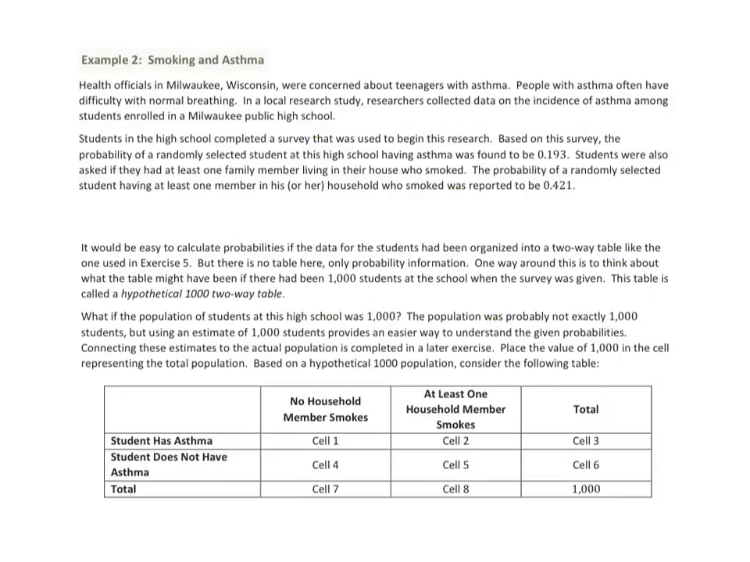So again, guys, we're going to read through this together. You don't need to copy all of this down. I'll let you know when you need to copy. So, smoking and asthma. Health officials in Milwaukee, Wisconsin are concerned about teenagers with asthma. People with asthma often have difficulty with normal breathing. In a local study, researchers collect data on the incidence of asthma among students enrolled in a public high school. Here's what they found. Based on the survey, the probability of randomly selecting a student at the high school having asthma is 0.193. Let's get that down.